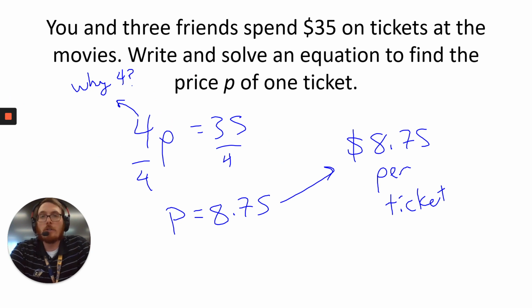The next one says you and your 3 friends spend $35 on tickets for the movies. Find the cost of one ticket, P. You have to use the letter P because it says so in the question. The other thing is, why would it be 4 times P? A lot of people miss this because they do 3 because they say 3 friends, but don't forget yourself. Okay, so there's 4 of you, your 3 friends and yourself. So please don't forget that as you're looking at these scenarios. So it should be 4P equals 35. Because it says to write and solve an equation, you have to write and solve an equation. Many of you can find this answer of $8.75 a ticket in different ways, but you got to make sure that you set up your equations.